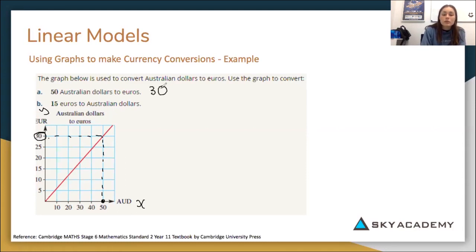And let's do question B now. If we have 15 euros, which is here, and we have to go to Australian dollars, we'll go across to hit the conversion point and then go down. And so we have about 25 Australian dollars is equivalent to about 15 euros. So that's one example of a linear model, just reading off the graph. And let's have a go at another linear model.